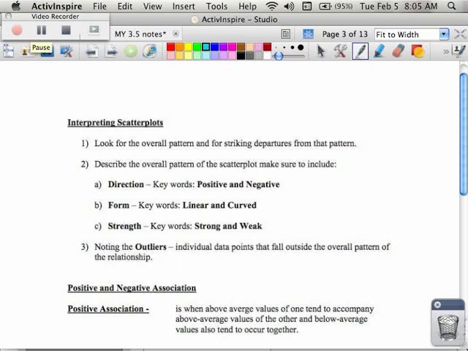When you're interpreting these scatter plots, you want to look for the overall pattern in your graph.